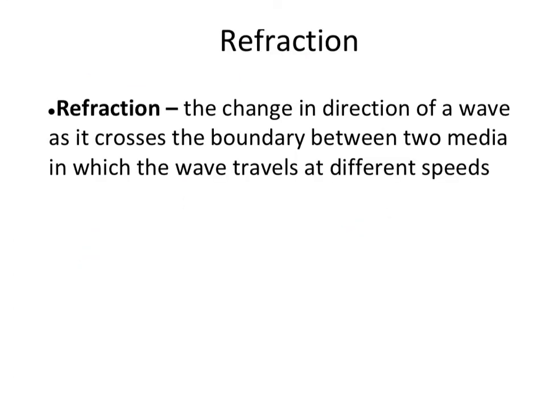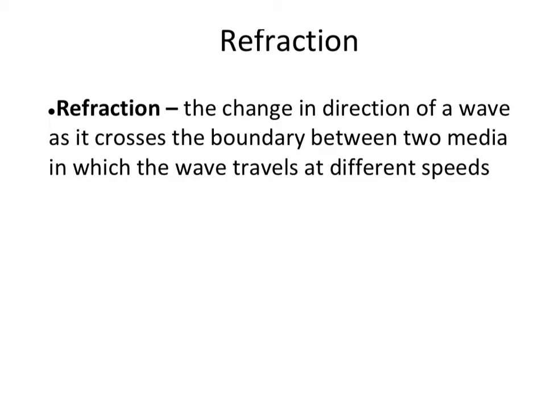Another main property of light is called refraction. To refract essentially means to bend. So it's a change in direction of a wave as it crosses the boundary between two media. That means two different surfaces like air and glass or air and diamonds, in which the wave travels at different speeds. Because of the different speed, you could see the angle changing.